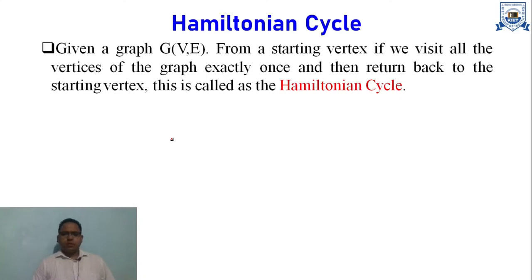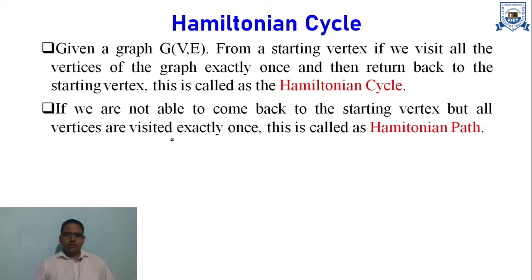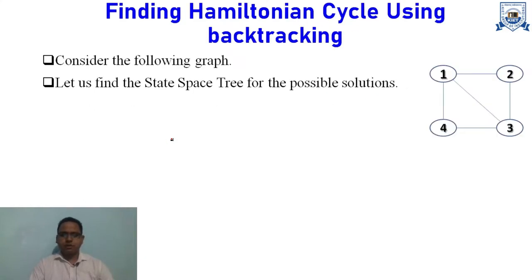So backtracking also plays an important role for finding the Hamiltonian cycle for a given graph. Now the note point here is that suppose we are not able to come back to the starting vertex and we have traversed all the vertices of the graph exactly once, so that is called a Hamiltonian path, because we are not able to come back to the starting vertex. If you are able to come back to the starting vertex, that is called the Hamiltonian cycle. Okay, so it is also very important.